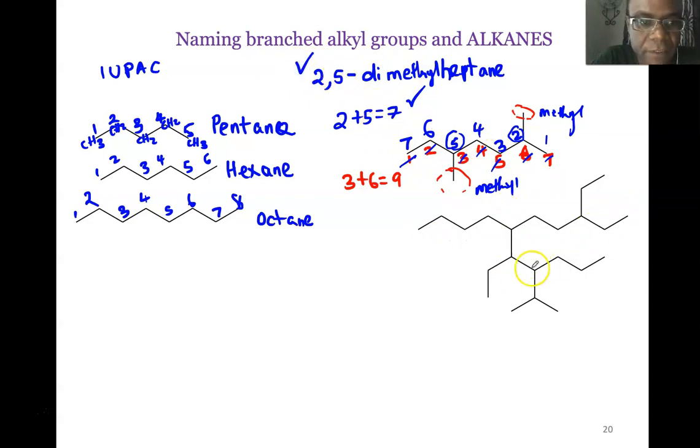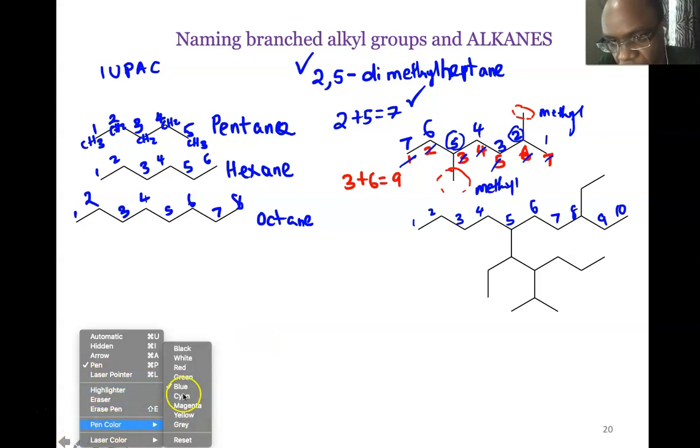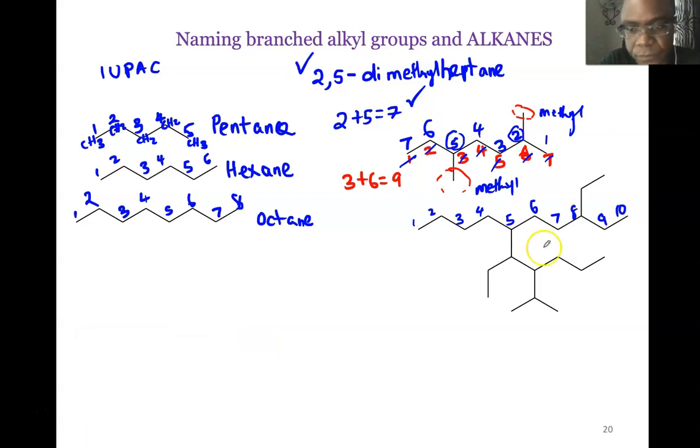What about this ugly structure? Let's see, the longest chain will be, if we count straight ahead, 1, 2, 3, 4, 5, 6, 7, 8, 9, 10. Or you could say 9, 10. Whichever way you go, one of them will be a substituent. What about if you start from here in red? I'm going to try all possible methods to find the longest chain.